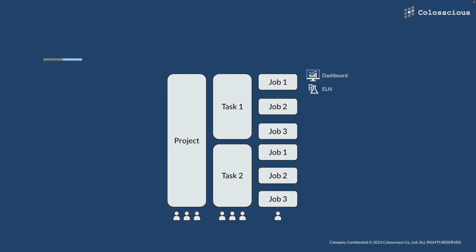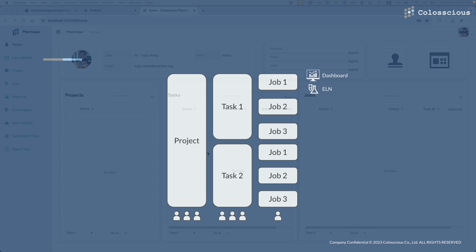Let's talk about the concept of workflow in Funkwire. In Funkwire, all work is managed as projects. Each project consists of multiple tasks at each stage, and multiple people can participate in each project or task. And then, each task consists of multiple jobs, and each job can be performed by only one person. A job could involve editing an electronic lab notebook or a dashboard. Let's now create a new project to demonstrate the entire workflow.